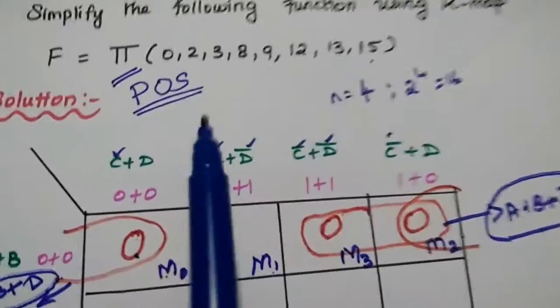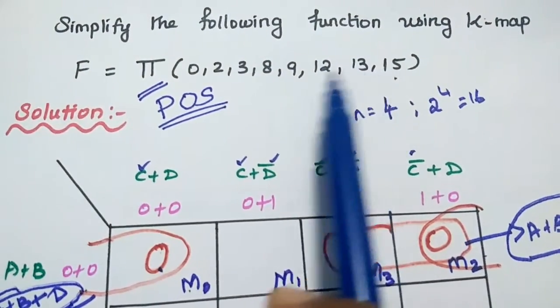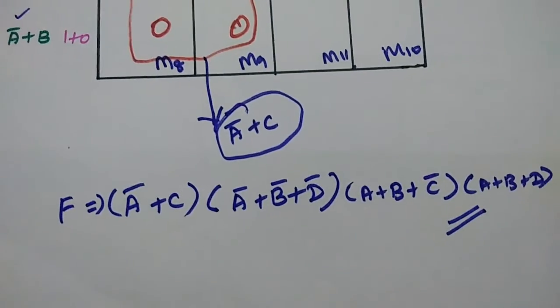There are actually how many max terms in the given problem? 1, 2, 3, 4, 5, 6, 7, 8. So 8 max terms are reduced to 4 max terms. Is that okay?